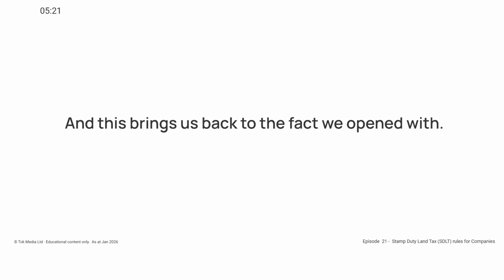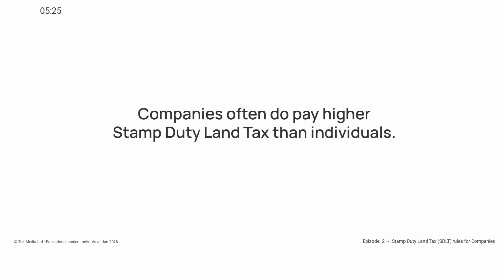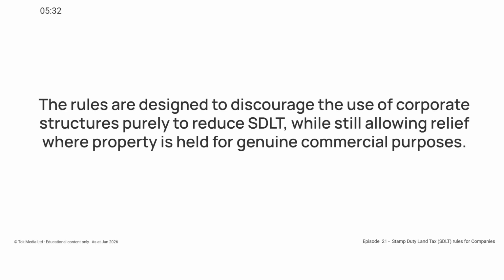And this brings us back to the fact we opened with. Companies often do pay higher stamp duty land tax than individuals. That is deliberate. The rules are designed to discourage the use of corporate structures purely to reduce SDLT, while still allowing relief where property is held for genuine commercial purposes.